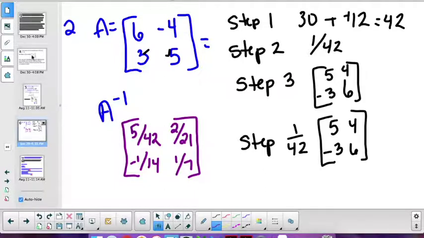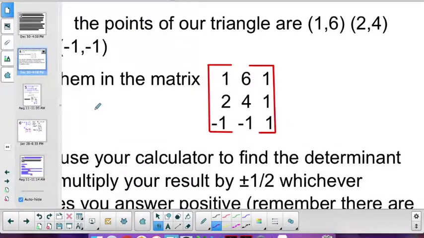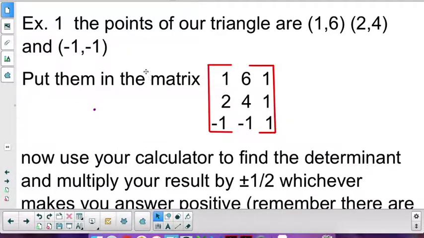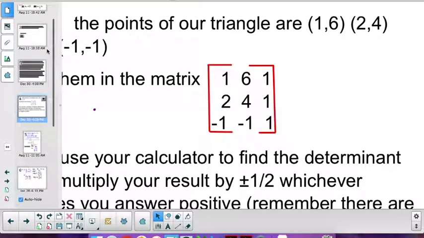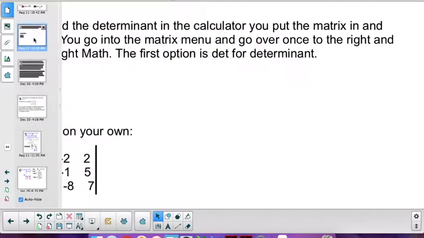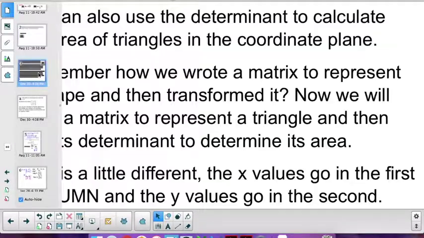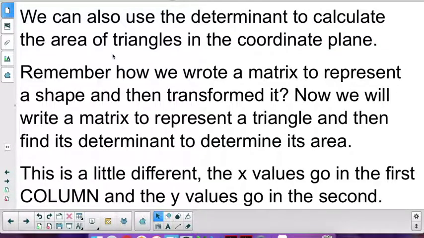Real quick as a backtrack, we use the determinant sometimes instead of solving. We use the determinant to actually find the area of a triangle. It's actually pretty interesting. So we can use the determinant to actually find the area of a triangle. And again, it's pretty cool. So we were doing matrix to represent shapes basically and transforming. We can actually write a matrix to represent a triangle and then find its area.